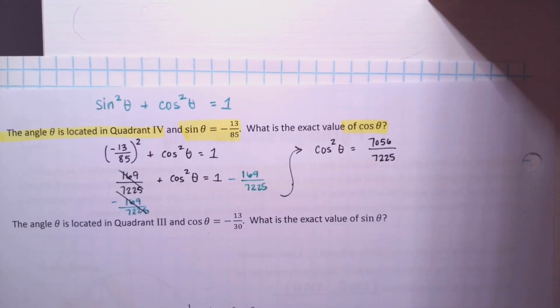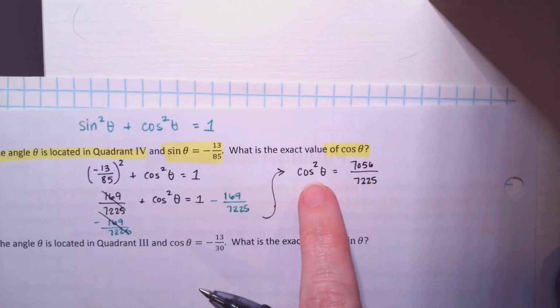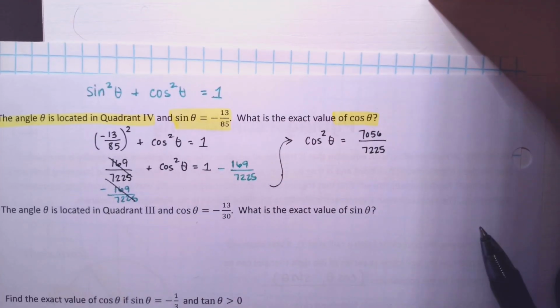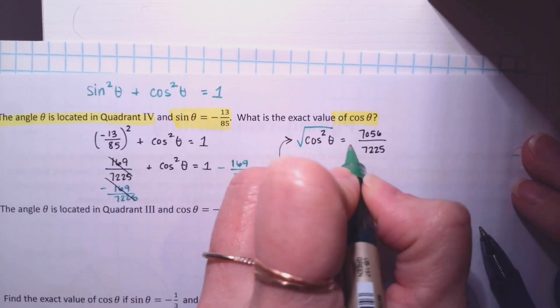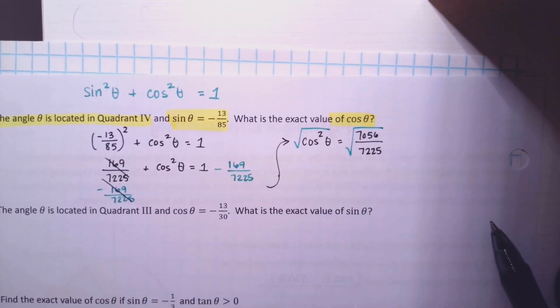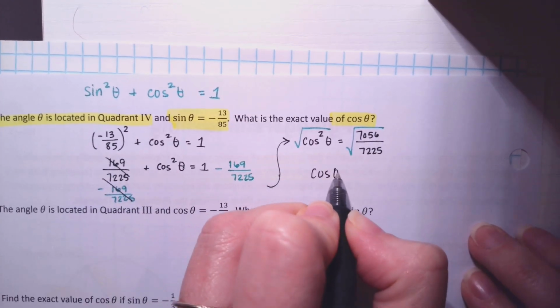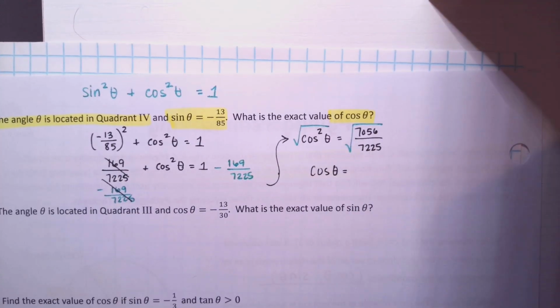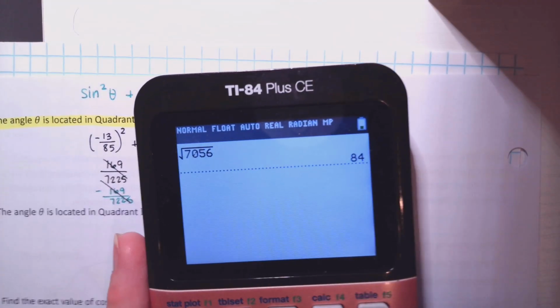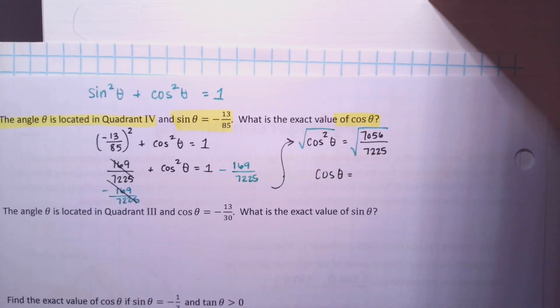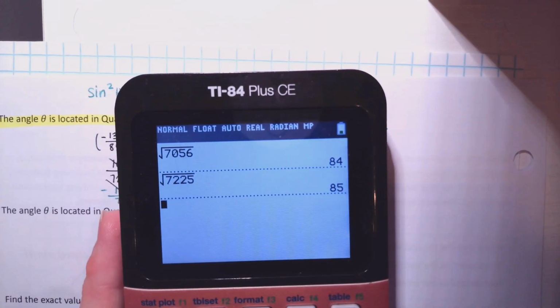Where did I put my calculator? Ah, there we go. Okay, now to cancel a square on this, it's basically just like if you had x squared and you were trying to cancel the squared on x squared, you're just going to take the square root, which means you'll also take the square root over here. So the square root of cosine squared theta just becomes cosine, which is what we were solving for. On the right-hand side, taking a square root of that ugly fraction, that just means you need to square root the top. 7056, that's 84. And then square root the bottom, 7225, 84 over 85.